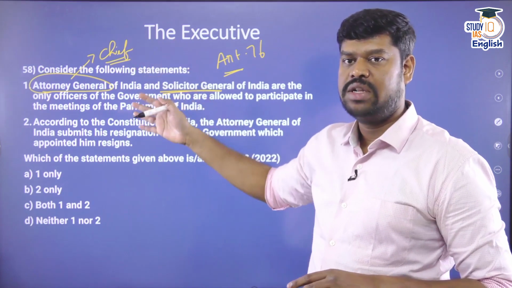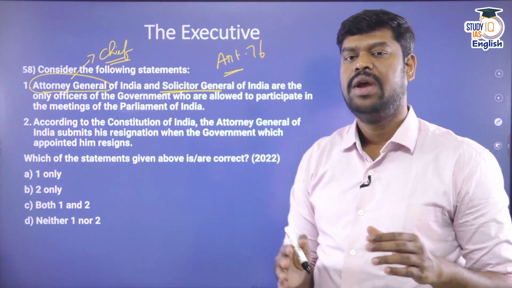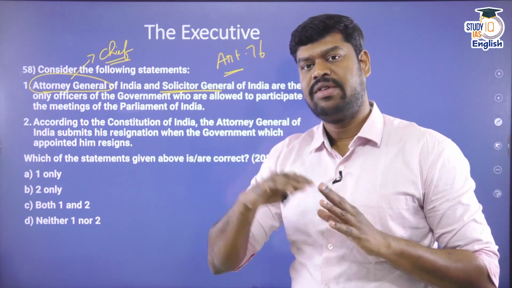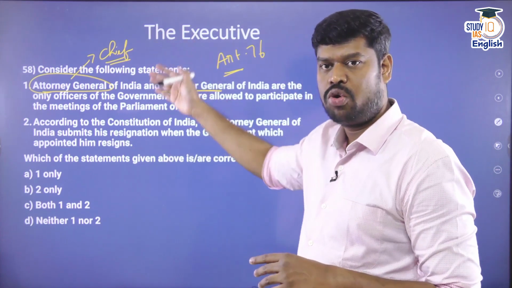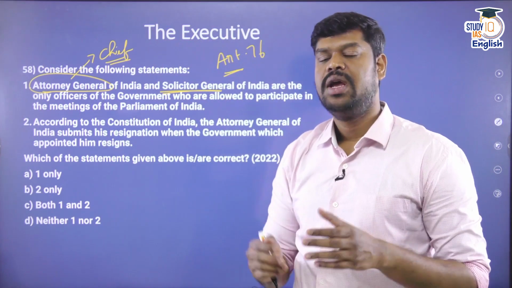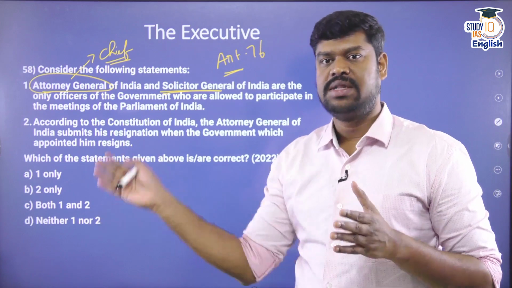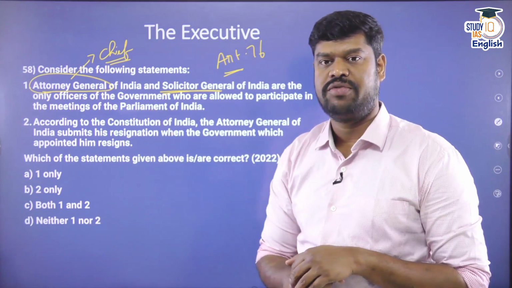Normally the Attorney General does not have a fixed term. Usually a term of 3 years is given, but it is not a fixed term of 3 years, because under the Constitution the Attorney General holds office during the pleasure of the President. As long as the President is happy. When we say the President is happy, that means the ministers are happy, because the President has to act in accordance with the aid and advice of the Council of Ministers.